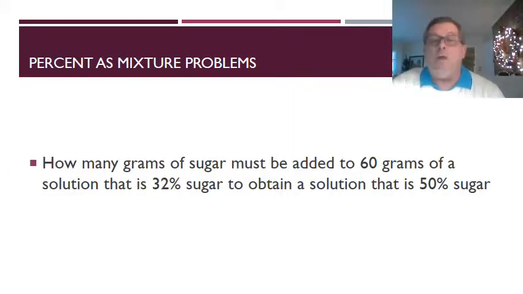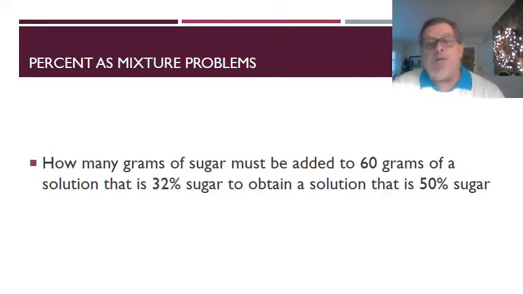Well, certainly I don't want to leave you without a problem to solve. So let's see what we got. We're working on percent as mixture problems. And here's our problem. How many grams of sugar must be added to 60 grams of a solution that is 32% sugar to obtain a solution that is 50% sugar?